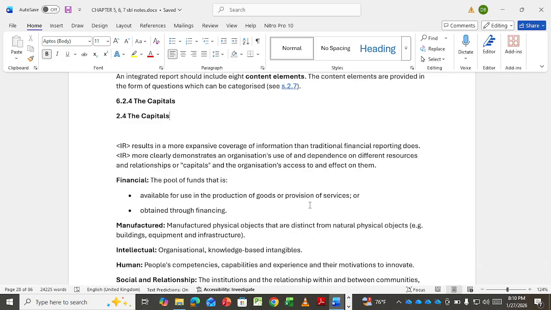Then we have the manufactured capital. The manufactured capital talks about the tangible resources that are made by the other entities. For example, we have fixed assets, we have infrastructure, we could have roads, maybe ports, bridges, equipment, buildings, all those that you have acquired that are manufactured.